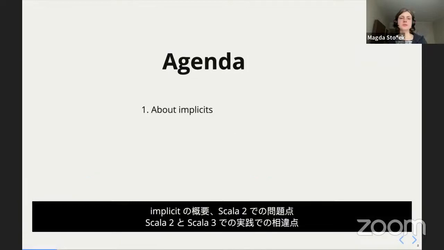So during this presentation, I will tell you what implicits are generally, why we use them in Scala, why, in my opinion, they are so problematic. And the main part of the presentation is I will show you 4 use cases of Scala 2 and Scala 3 code so that you can see what are the differences, how we achieve the same things in Scala 2 and Scala 3.